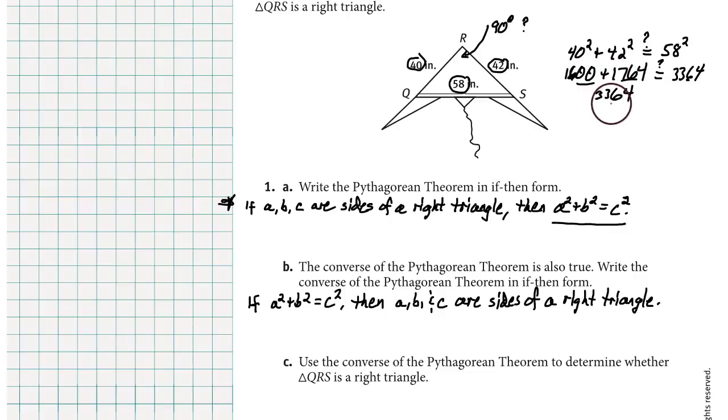Adding these numbers together, it is 3364. These are the same. So plugging those three numbers into the Pythagorean theorem works. This is a right triangle, and we can answer this question yes.